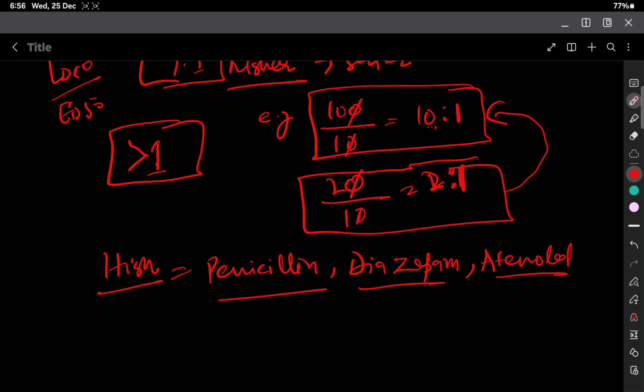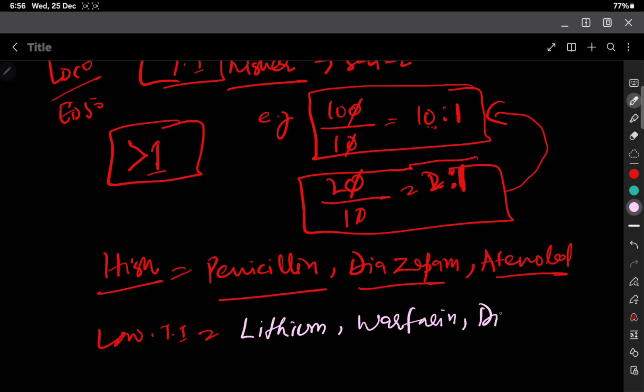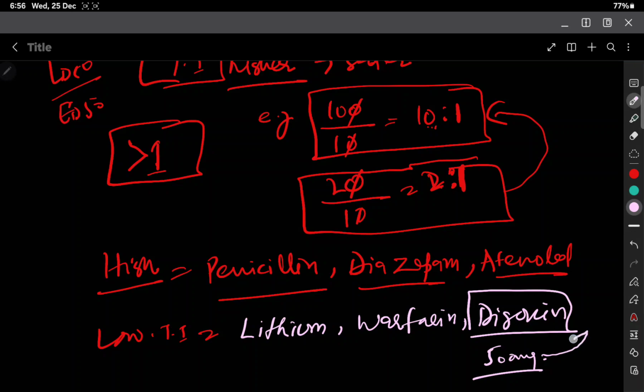Now there are some drugs which have a low therapeutic index, low TI. Examples of those drugs are lithium, warfarin, digoxin. For example, if the effective dose of digoxin is, say, 500 mg, I am giving an example, it's not actually 500 mg. If I increase the dose of this drug, it will produce a toxic effect because it has a low therapeutic index.